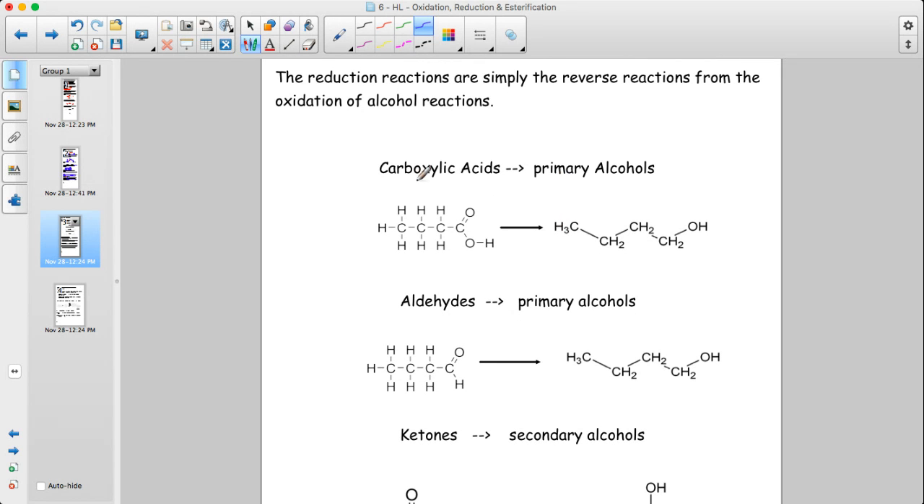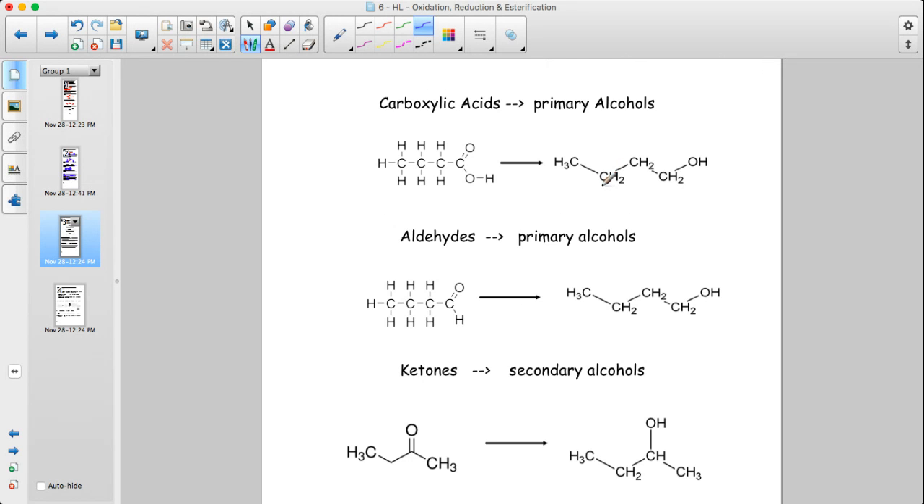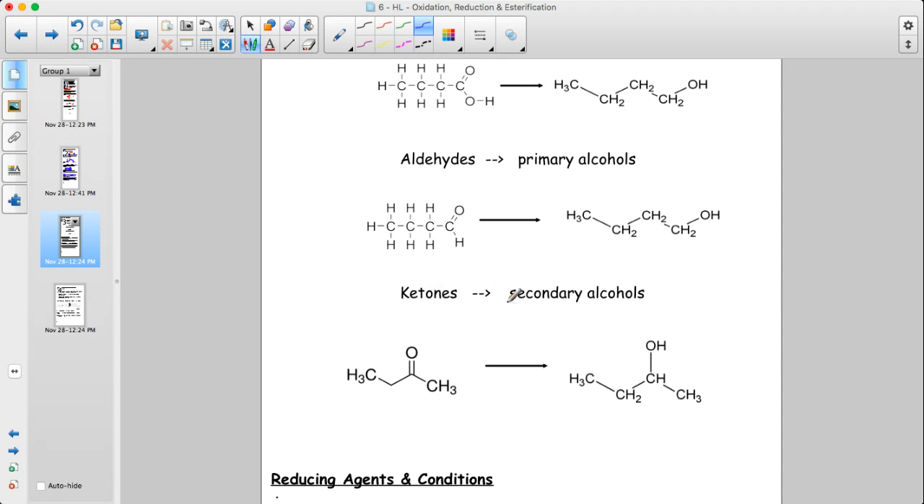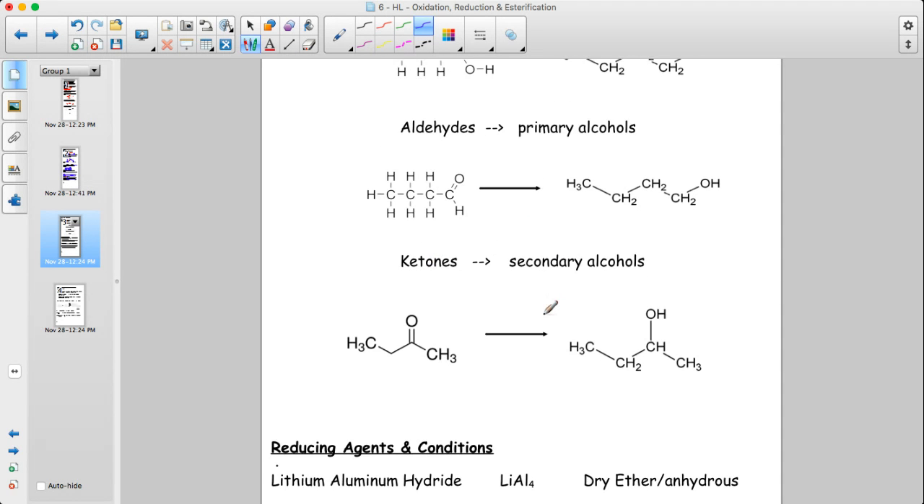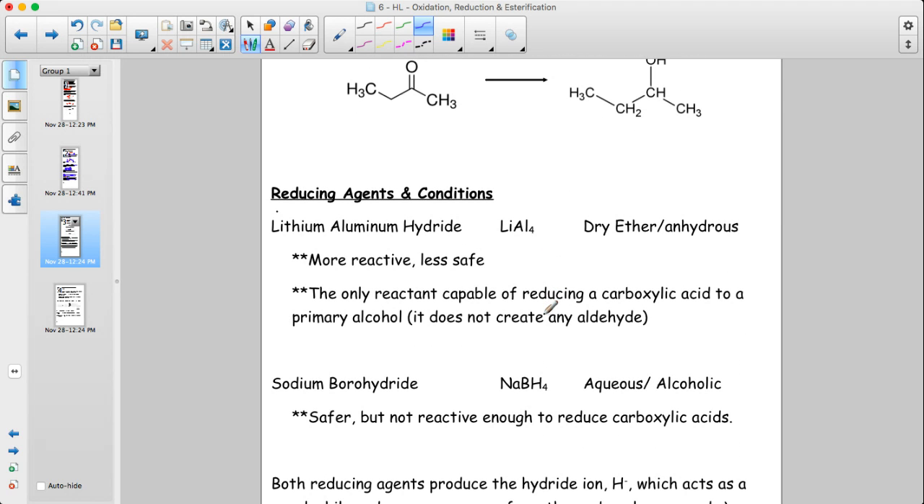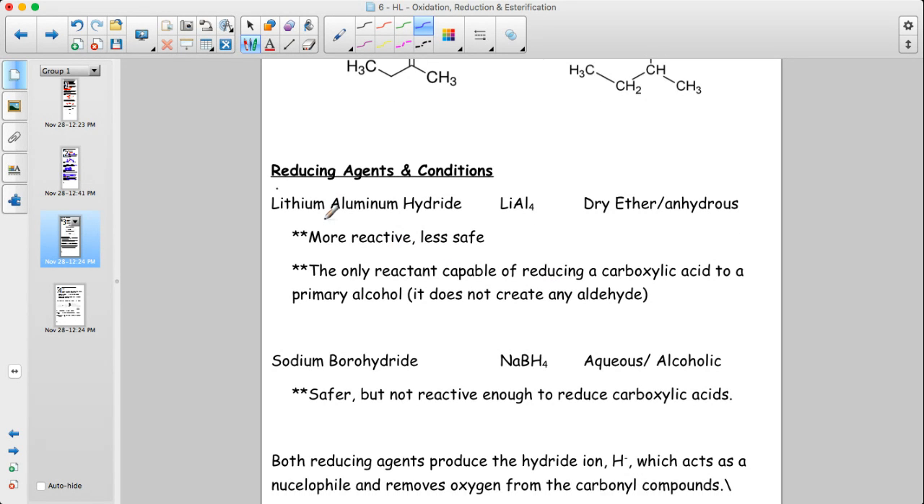So you can turn carboxylic acids back into primary alcohols, you can turn aldehydes back into primary alcohols, and you can turn ketones back into secondary alcohols. Those are the three reactions to know. For that, there are two possible reducing agents you could use. One is known as lithium aluminum hydride, or LiAlH4.